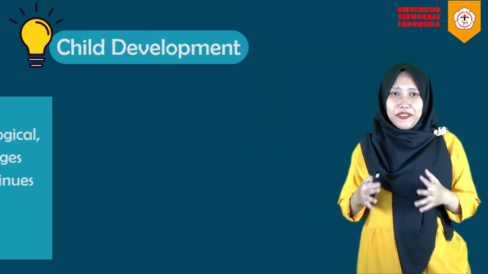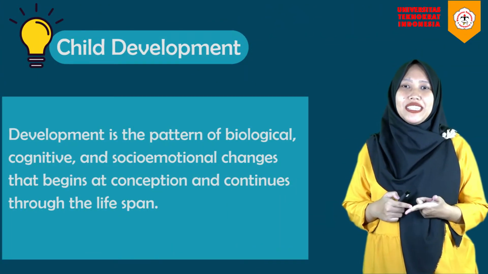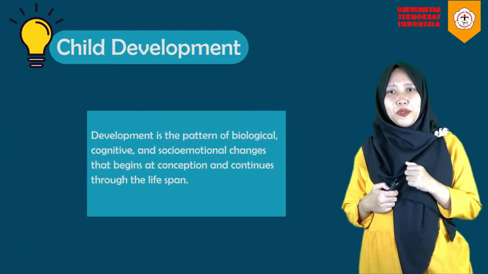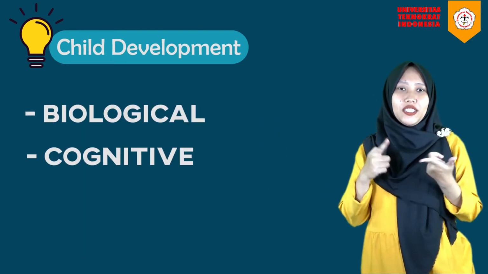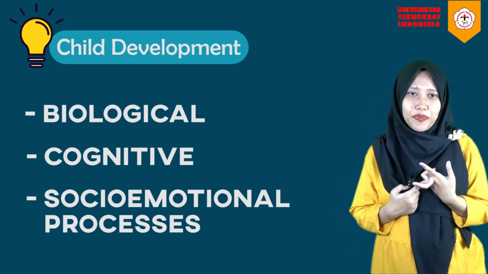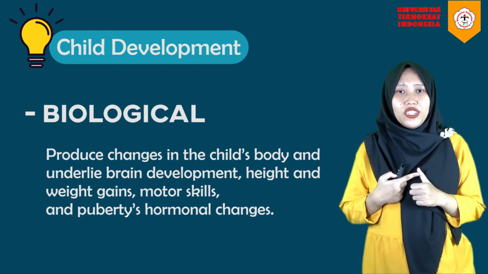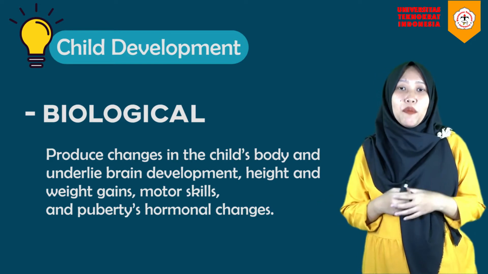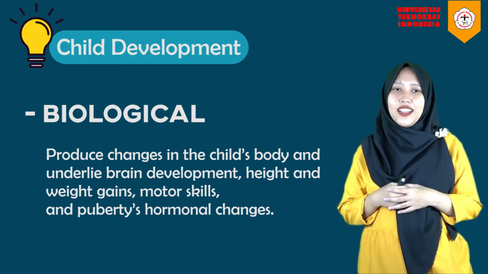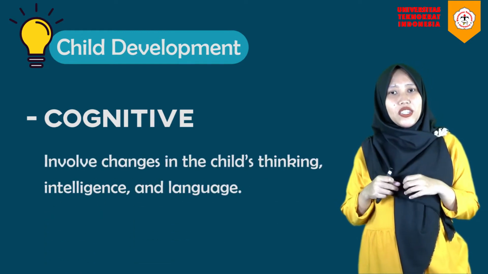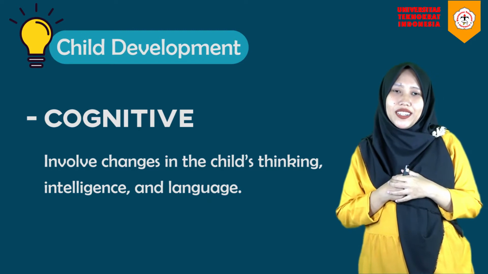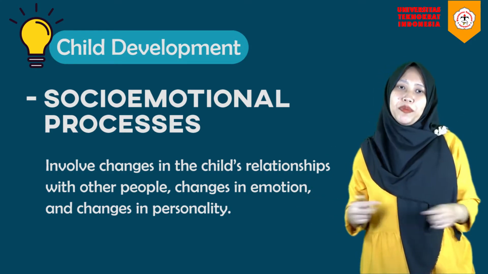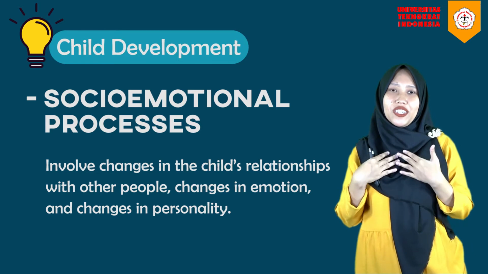Child development. Development is the pattern of biological, cognitive, and socio-emotional changes that begins at conception and continues through the lifespan, and it covers biological, cognitive, and socio-emotional processes. Biological processes produce changes in the child's body and underlie brain development, height and weight gains, motor skills, and puberty hormonal changes. Cognitive processes involve changes in the child's thinking, intelligence, and language. Socio-emotional processes involve changes in the child's relationship with other people, changes in emotion, and changes in personality.